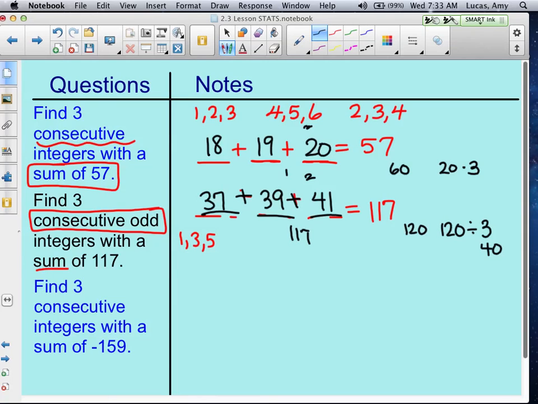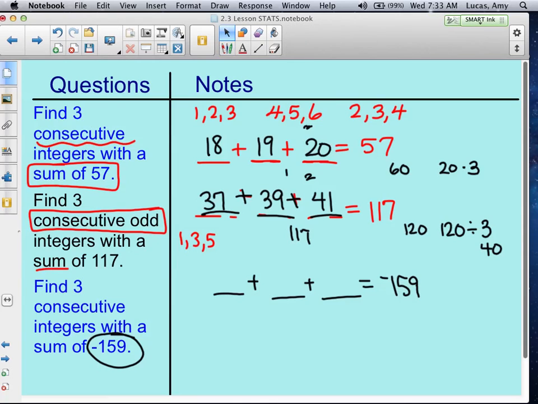The last one, it has 3 consecutive integers with a sum of negative 159. Negative numbers, well, that just means to me, if they're going to add up to be a negative 159, that they're all negatives. They're all going to be negatives here. Because if they're consecutive in a row, you're not going to be able to have a positive and a couple negatives, or one negative and a couple positives, because they have to be consecutive.